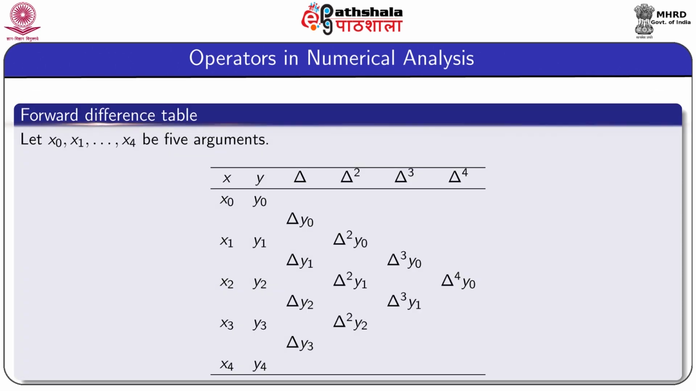Let x 0, x 1 to x 4 be 5 arguments, that means the values of x. For this set of values of x, we construct a difference table. This is called the forward difference table or diagonal difference table. The first column of this table represents the values of x, the second column represents the values of y, and the third column represents the values of the first order differences, and so on.